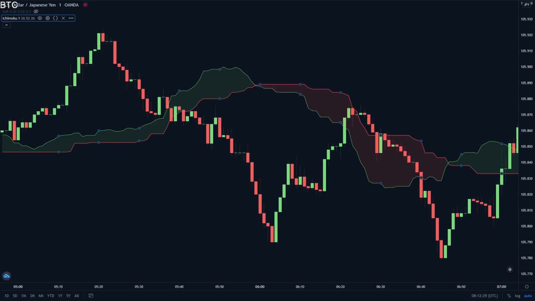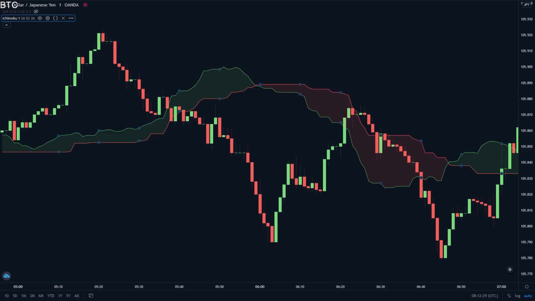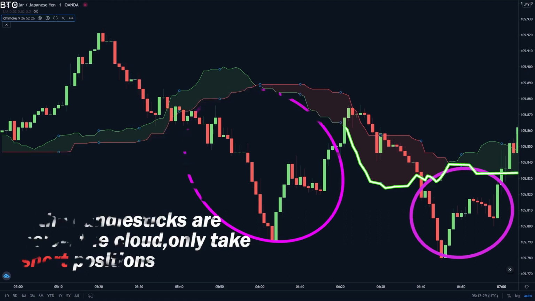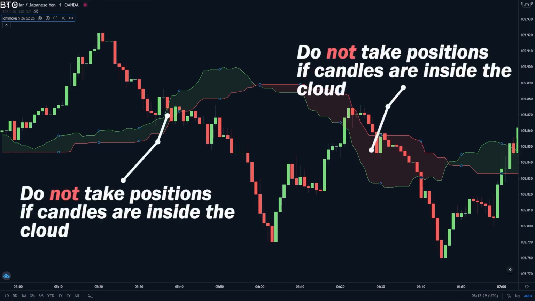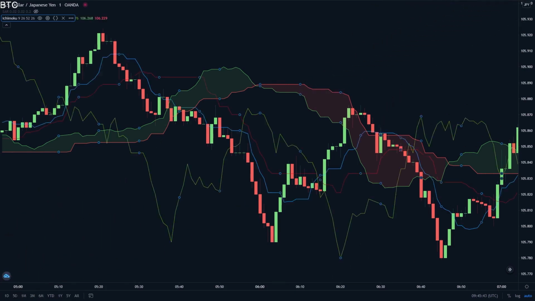What you need to remember is this: if the candlesticks are above the cloud, you are only looking to go long. When it's above the cloud, you only take long positions. Similarly, when it's below the cloud, it means that the price is on a downtrend and you are only looking for short positions. Another rule is that if the candlesticks are between or inside the cloud, do not trade. Simple. So what about the other parts of the indicator?